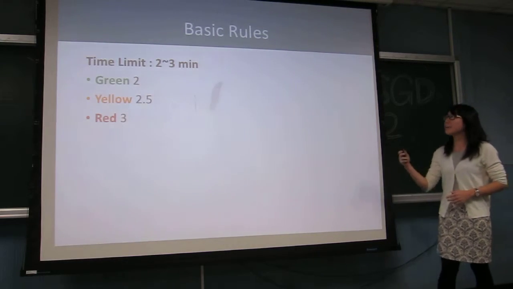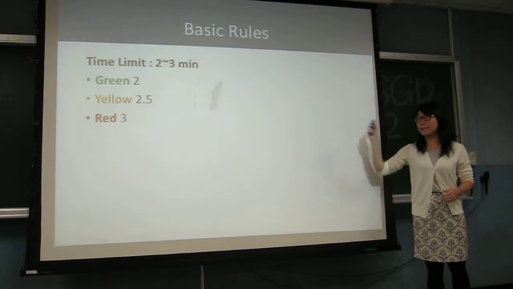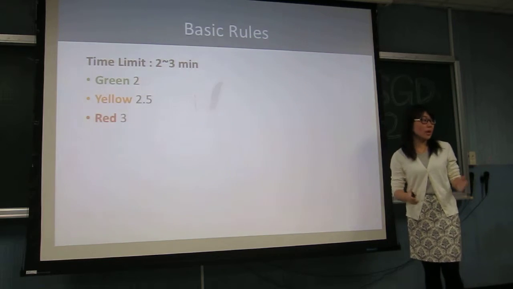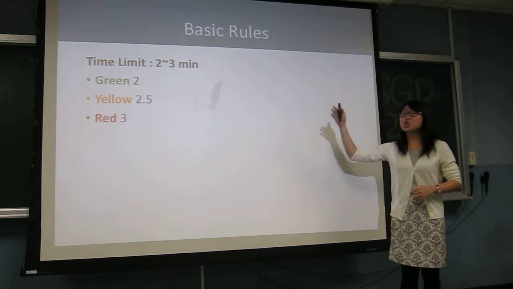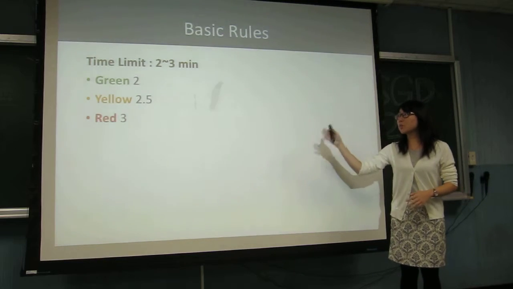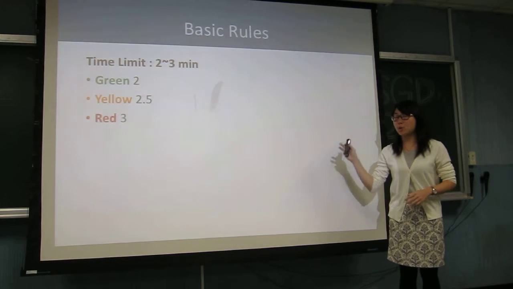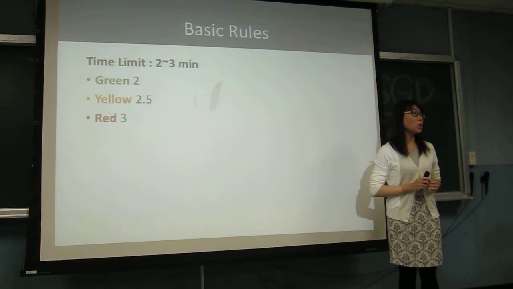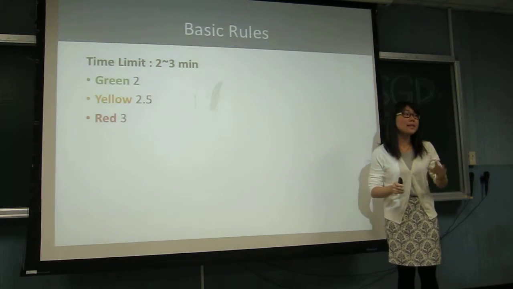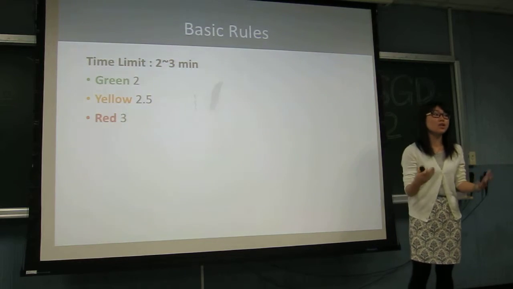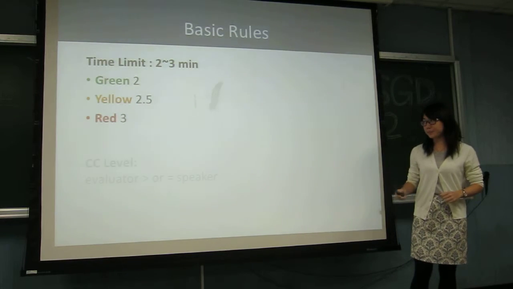Okay, and here are some basic rules. First, about the time limit. You have 2 to 3 minutes to evaluate. You will see the green board when you reach 2 minutes. Yellow board, 2.5 minutes, and red board, 3 minutes. This means that you can't go over 3.5 minutes, or you will be disqualified from winning the individual evaluation prize.